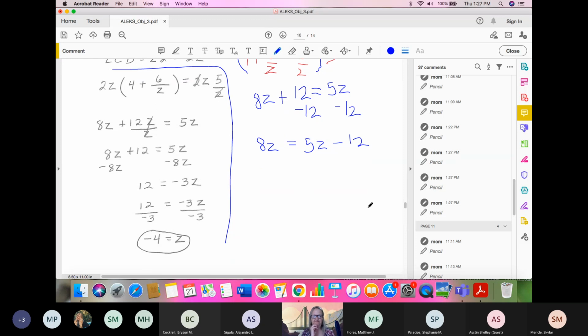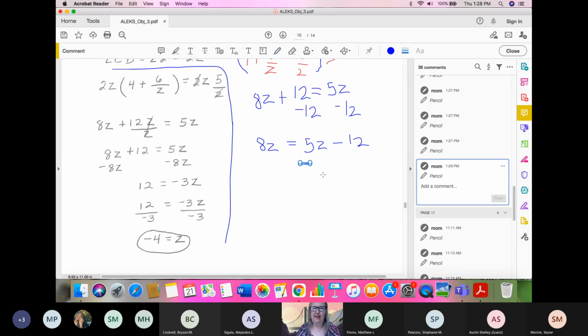That looks better. Okay, so we want to solve for z. So let's move the 5. When you are solving for a variable and you've got a pair like this, you want to pick the one with the smallest coefficient and move it. The smallest coefficient between 8 and 5 is 5. So let's go ahead and subtract 5 from both sides.